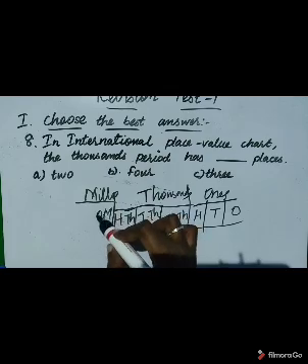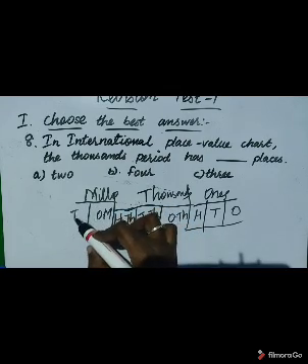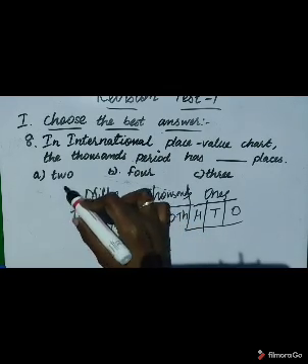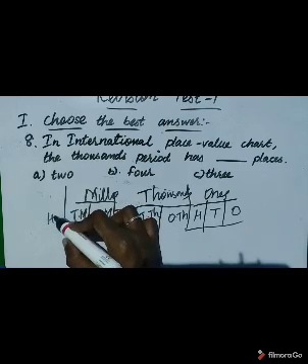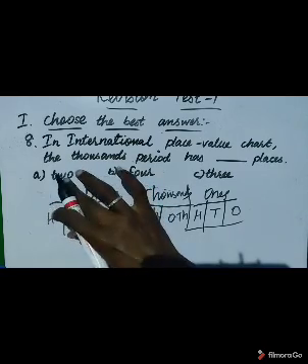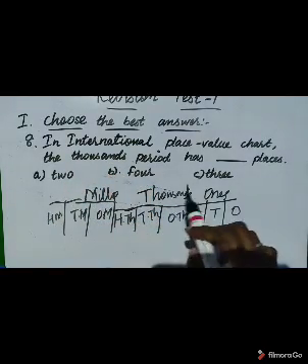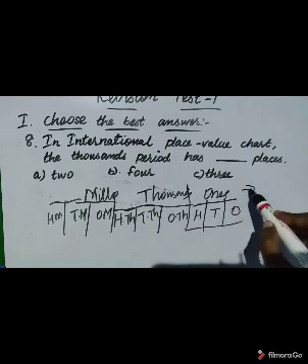Again, the numbers which are to be added are called addends. The numbers which we are adding are the addends. The answer only is called the sum. So the numbers which are to be added are called addends.